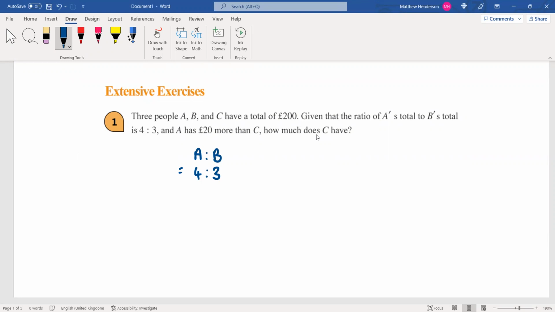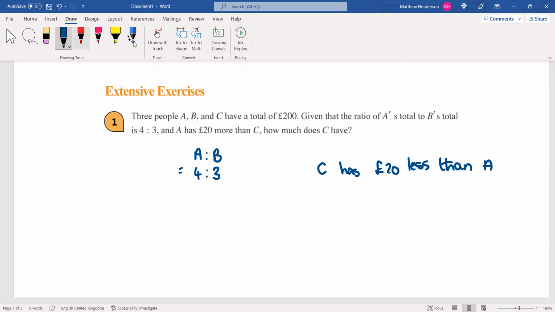So what we know here is that C has £20 less than A. And we already know that A has 4 parts for B's 3 parts. So you could imagine that C has £20 less than 4 parts.